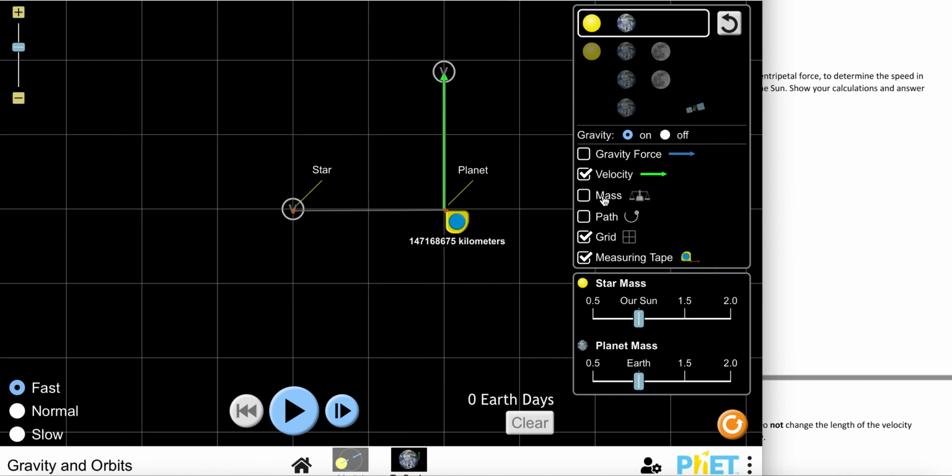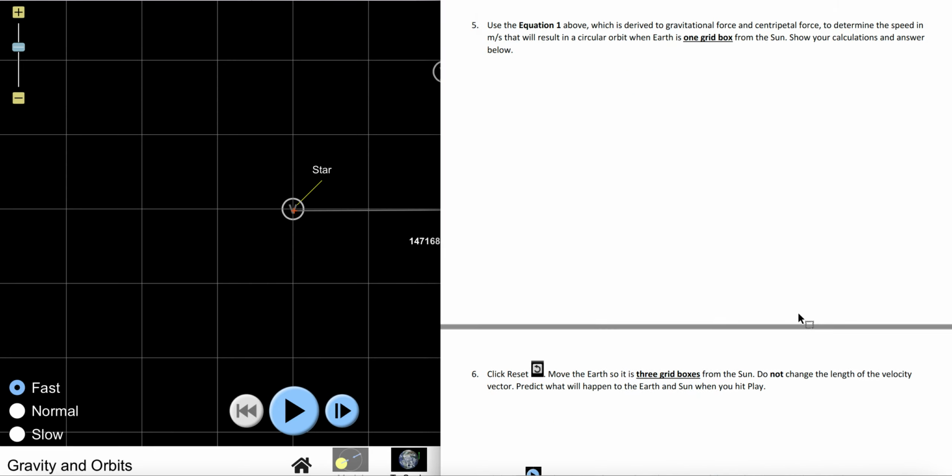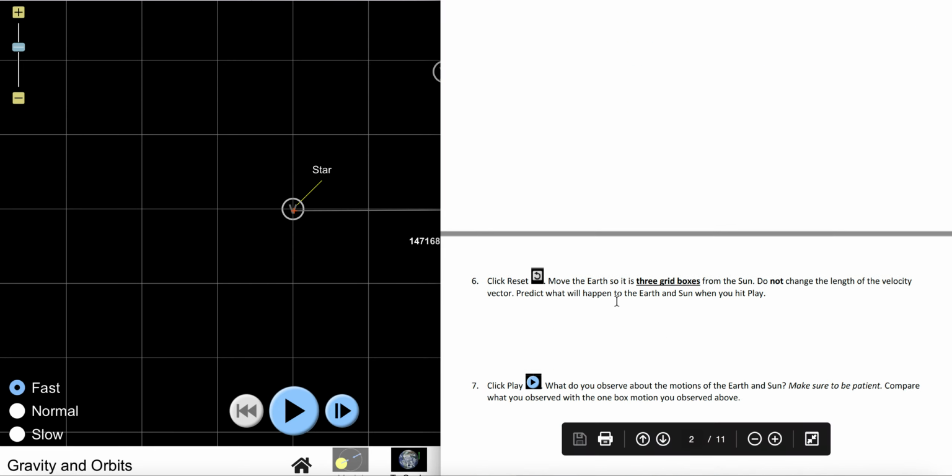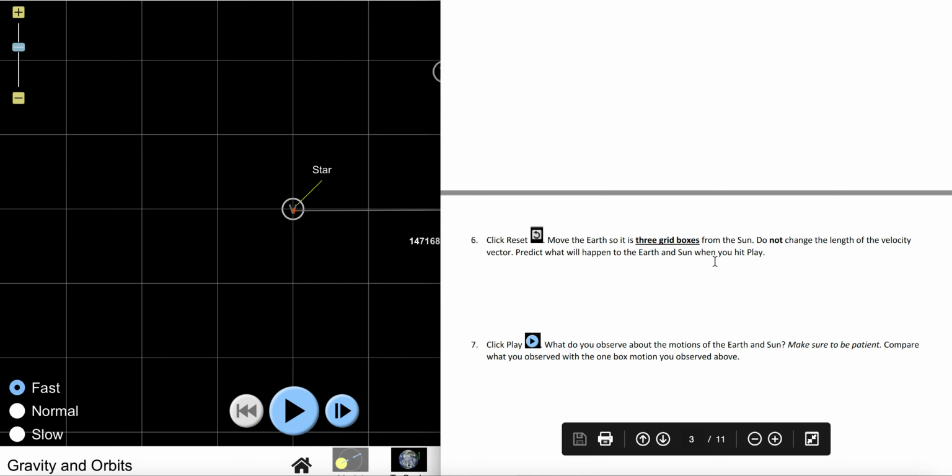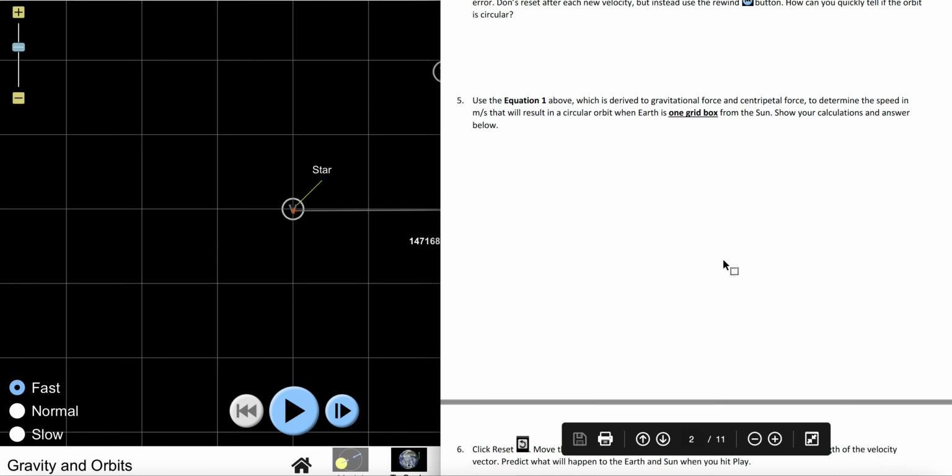The program's not going to read out the velocity, but you'll know then that the length of the vector actually represents that many kilometers per second, say, okay? All right, so then moving right on, we're going to move the Earth to 3 grid boxes. This is the first time we're moving it to 3.